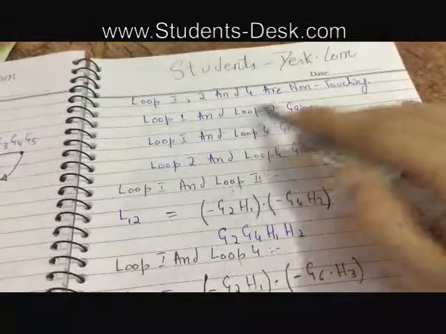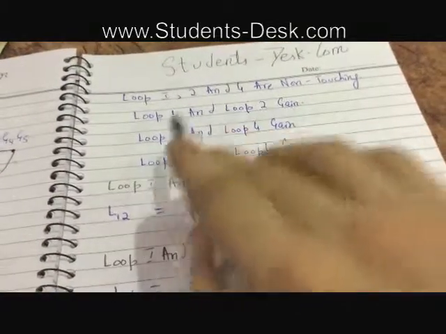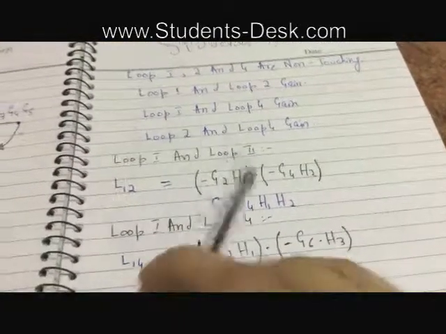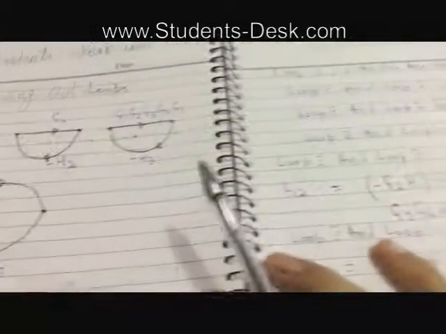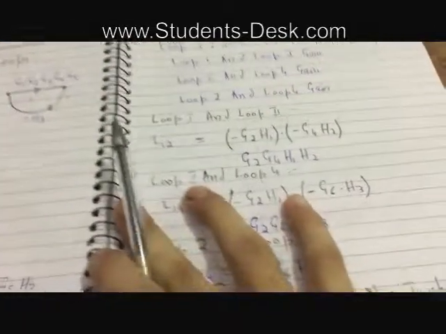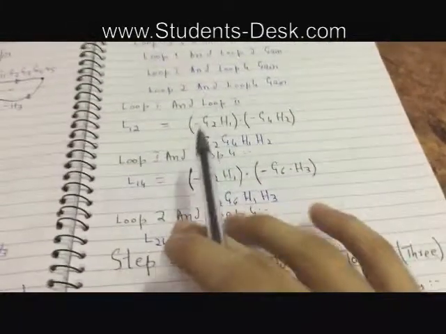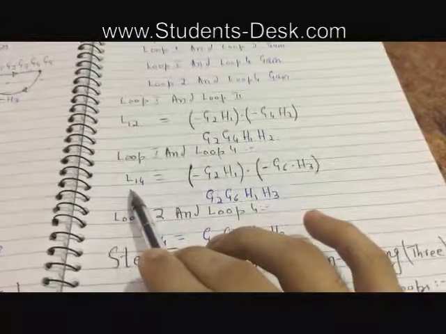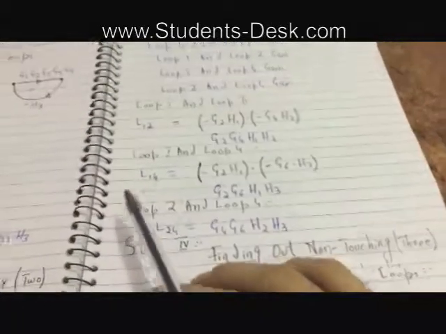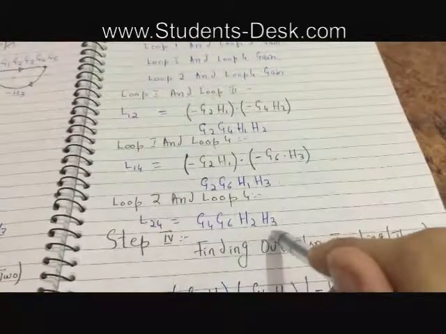Now we have to find the loop gains of the two non-touching loops. First we find the gain of loop 1 and loop 2, then loop 1 and loop 4, and then loop 2 and loop 4. Loop 1 gain is minus G2 H1, and loop 2 gain is minus G4 H2. Multiplying them, you get G2, G4, H1, H2. Similarly, for loop 1 and loop 4, we simplify and it will be G2, G6, H1, and H3. Loop 2 gain and loop 4 gain will give you G4, G6, H2, and H3.